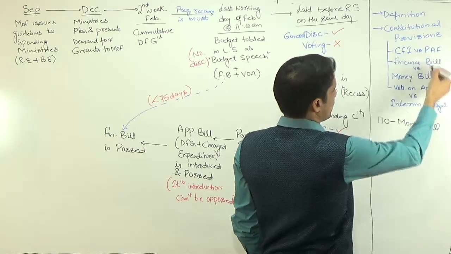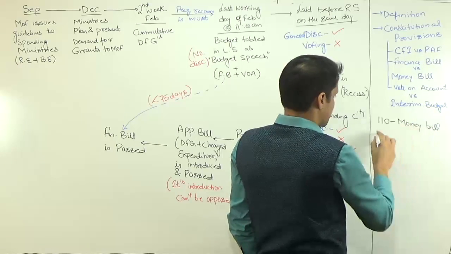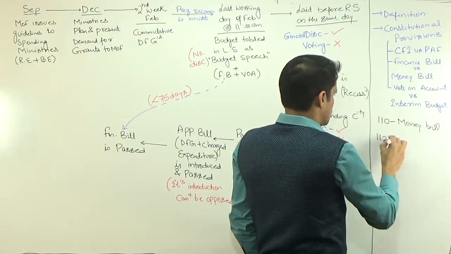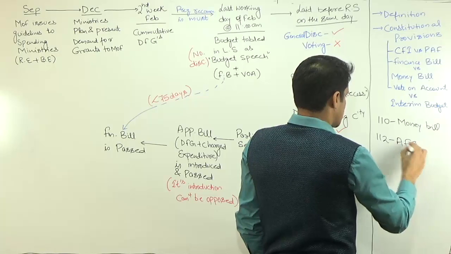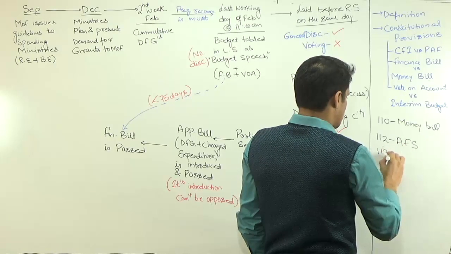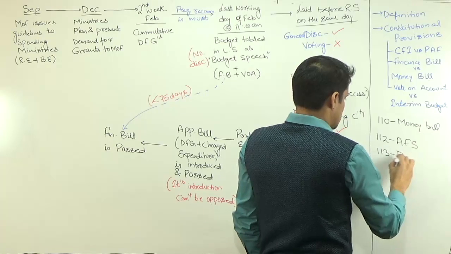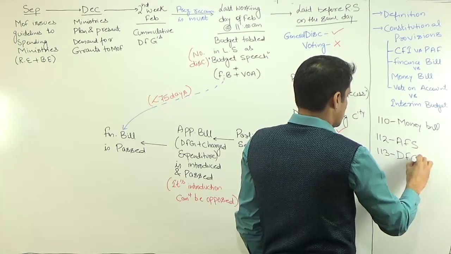We'll discuss it when we compare finance bill versus money bill. Article 112, which is related to this, is nothing but the annual financial statement. Then we have Article 113. This is demand for grants.